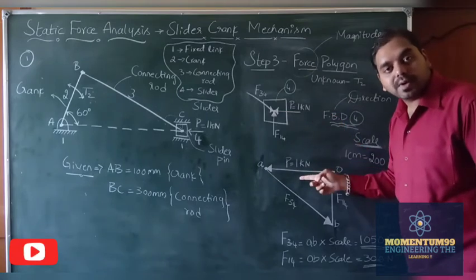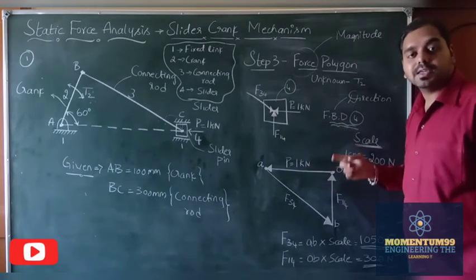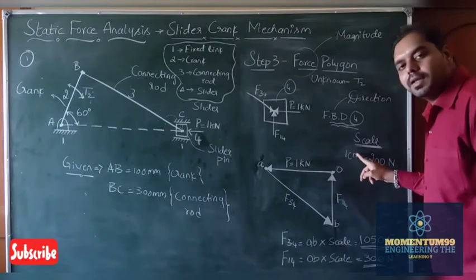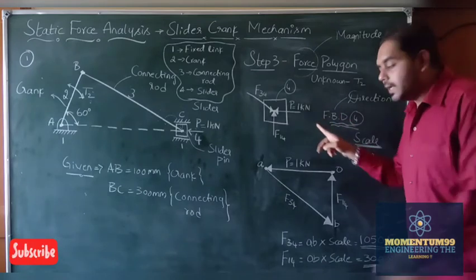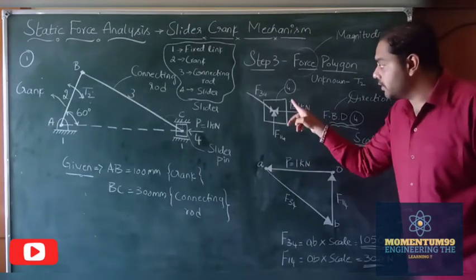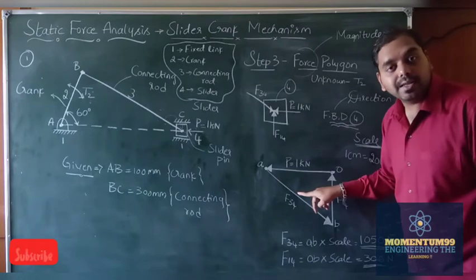Now, to draw this one, I need to consider a certain scale for drawing the force polygon of our link 4 here. Now, what is this scale? We have the magnitude, and I need to represent this magnitude on the particular scale here. That 1 kilonewton, I should represent it on a linear scale here.